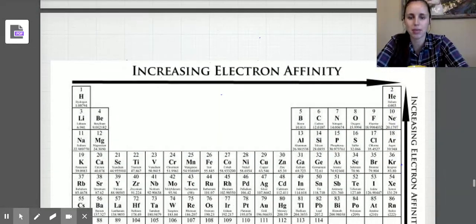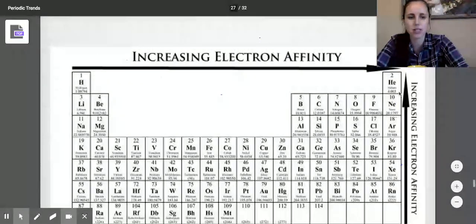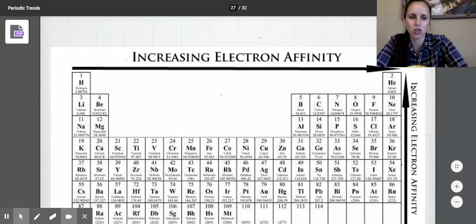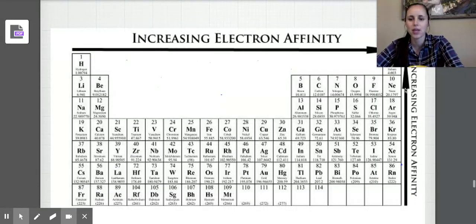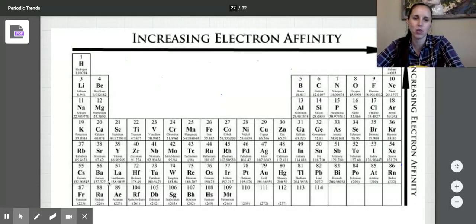So again, let's take a look at a diagram and let's see how this is going to look on the periodic table. So going from left to right, electron affinity is going to increase. Going up, electron affinity is going to increase. Well, this is the exact same trend as ionization energy. So helium is going to have the highest electron affinity, and francium is going to have the lowest electron affinity down here.